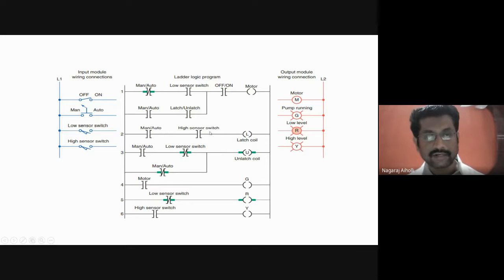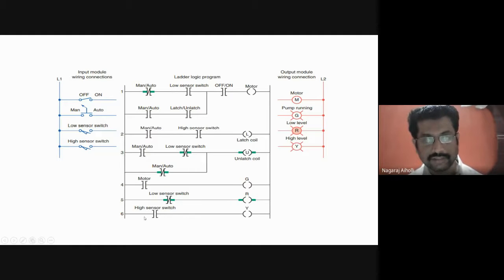Come to the second rung. Manual/auto, this is closed, that means it is in closed position. Examine if closed. Then the high sensor switch, we are closing this high sensor switch. Once this high sensor switch closes, what does it indicate? It is energizing the latch coil. Okay, the high sensor switch indicates the high level at the output here. That is given by this high sensor switch.